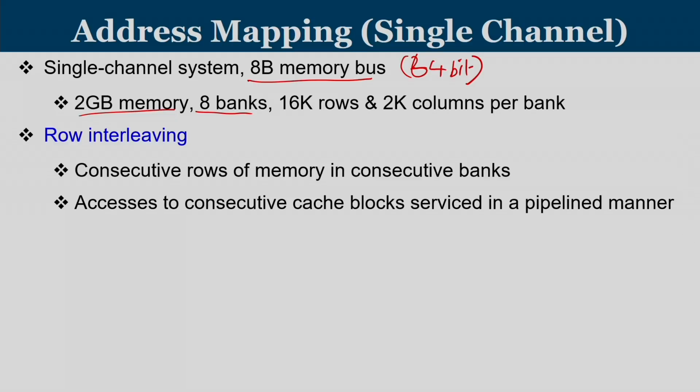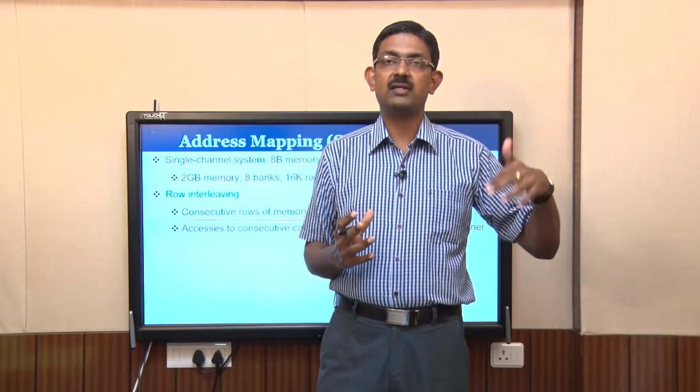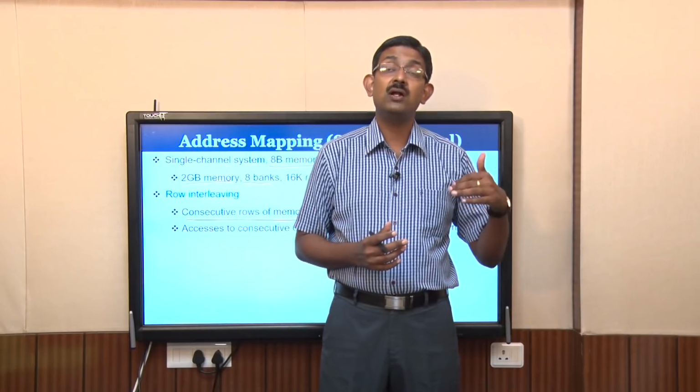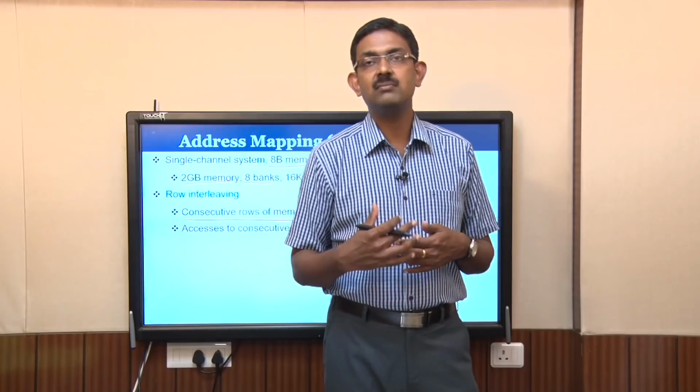And you can have different types of interleaving. First one is called row interleaving. So what do you mean by row interleaving? Consecutive rows of memory are kept in consecutive banks. So when you have one full row and you move to the next row, it is not part of the same bank. For example, row number 210 is in bank 0, 211 will be in bank 1, 212 is in bank 2.